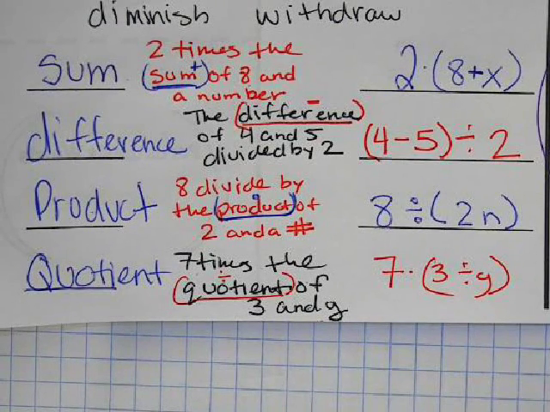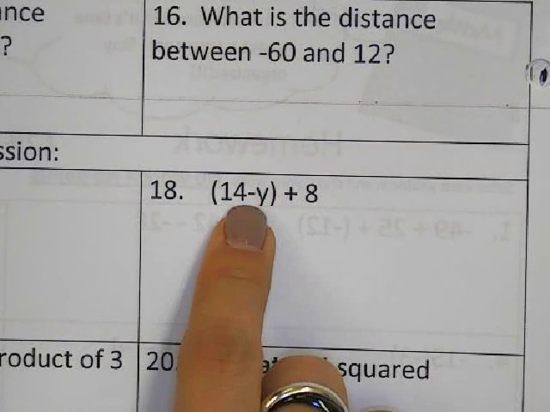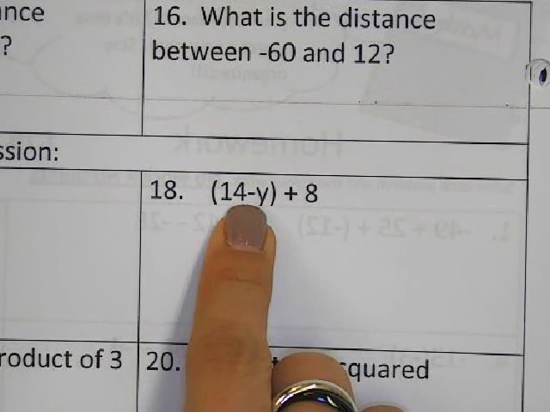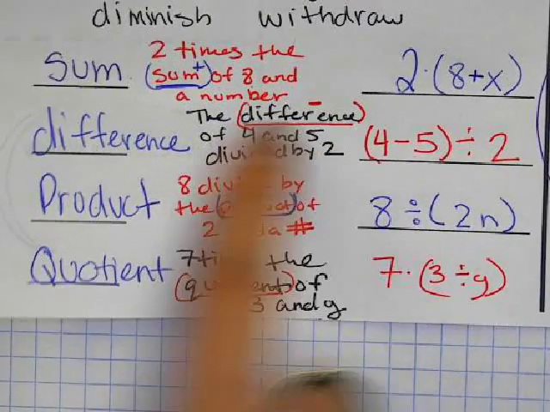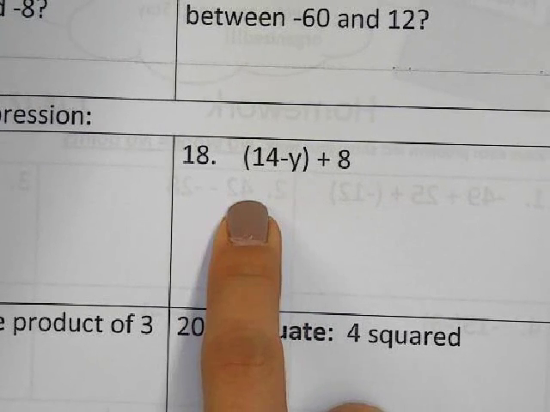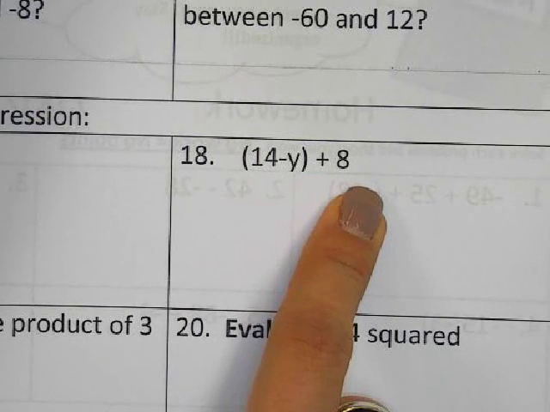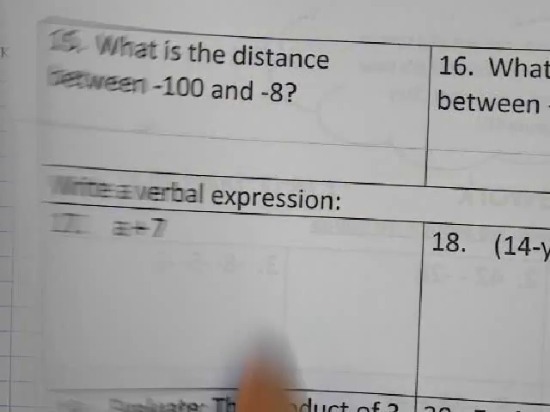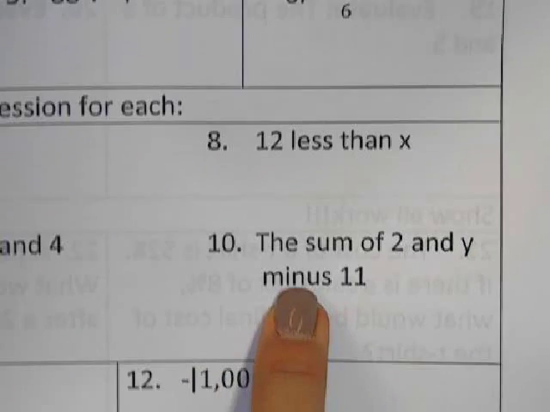Tonight on your homework, you're going to have to write this using words, right? What operation is inside the parentheses? A minus, right? So you go here and go, okay, which one's the minus one? Difference. So which word do you have to use? Difference, right? The difference of what? And y plus 8, okay? And you're going to have some easy ones, so it's a little bit of both. Oh, look at number 10. It's on your homework.